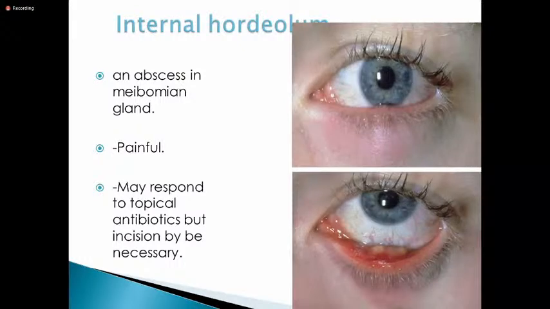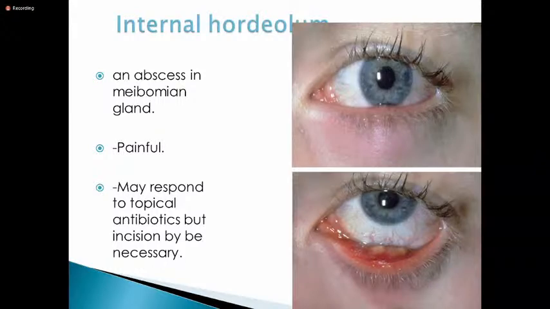This has to be differentiated from hordeolum. Hordeolum is an infection now. It's an abscess. So a hordeolum might look like a chalazion, but it is painful. When you touch it, there is tenderness, and there is surrounding swelling, because the infection is not well defined. It can cause swelling around that area and a bit of cellulitis of the eyelid, or what you call preseptal cellulitis.